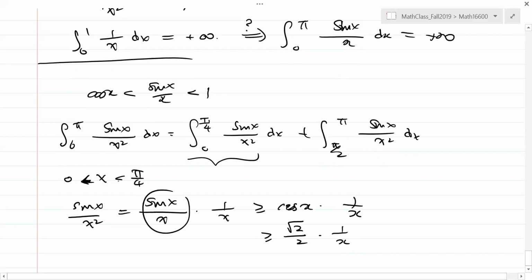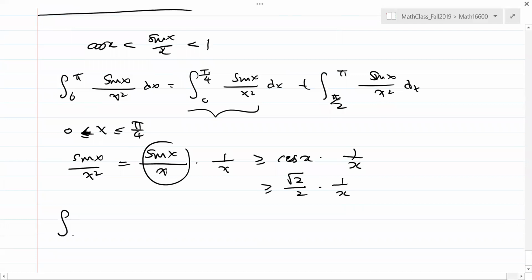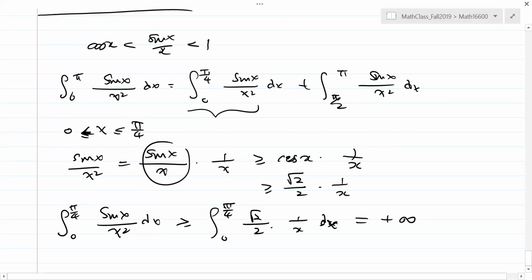Okay. So you have this estimate, then the integral from 0 to pi over 4 of sine x over x squared dx is greater than or equal to this. And this one, we already know that it's divergent. Okay. So that is why this is infinite and this is finite. Okay. And combine them together. So the argument is given below. Why is this infinite? Because the value of the integral is greater than the value of the integral of 1 over x over that interval, which is infinity. So that's what we get. Okay.